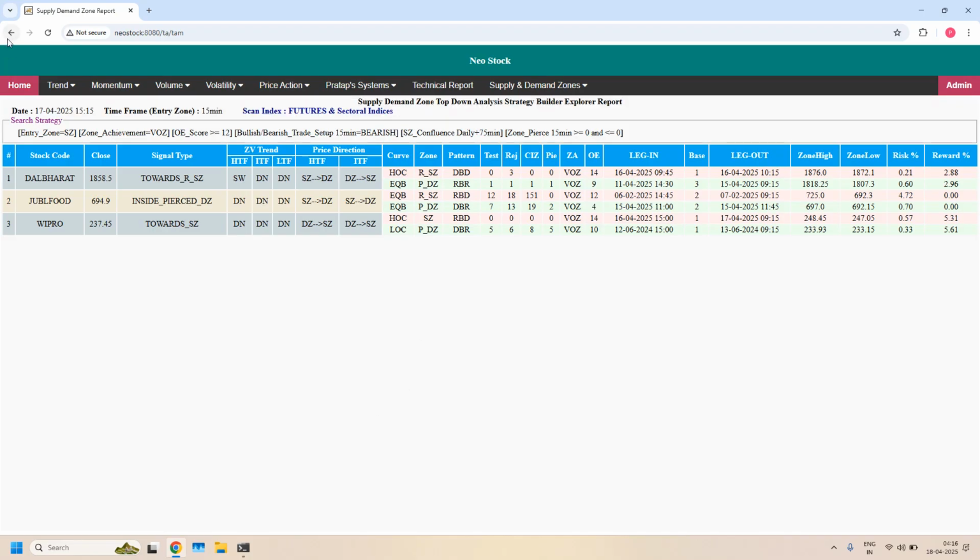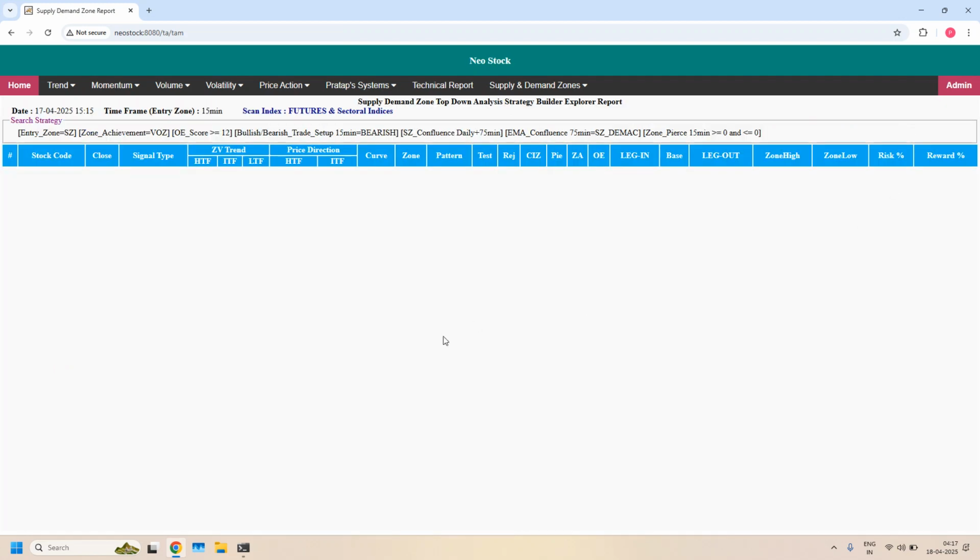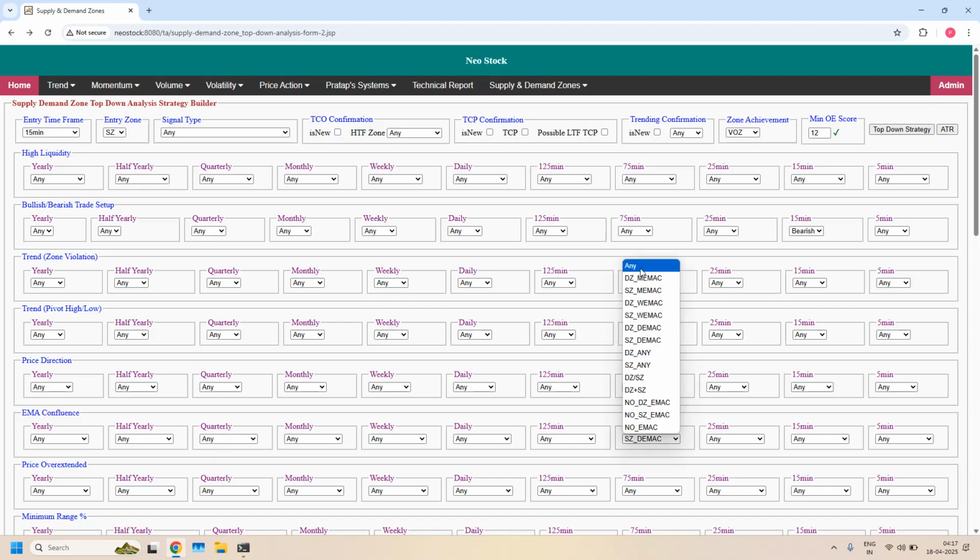So let's filter. I'm going back. EMA confluence at 75 minutes time frame. I'm checking whether the 75-minute supply zone has any daily EMA confluence. Anyway, 75 minutes trend is downtrend. Let's filter. None of the stocks are having EMA confluence. Next, we will look into LTF, ITF, HTF supply zone confluence supported stocks. I am removing this ITF specific EMA filter.